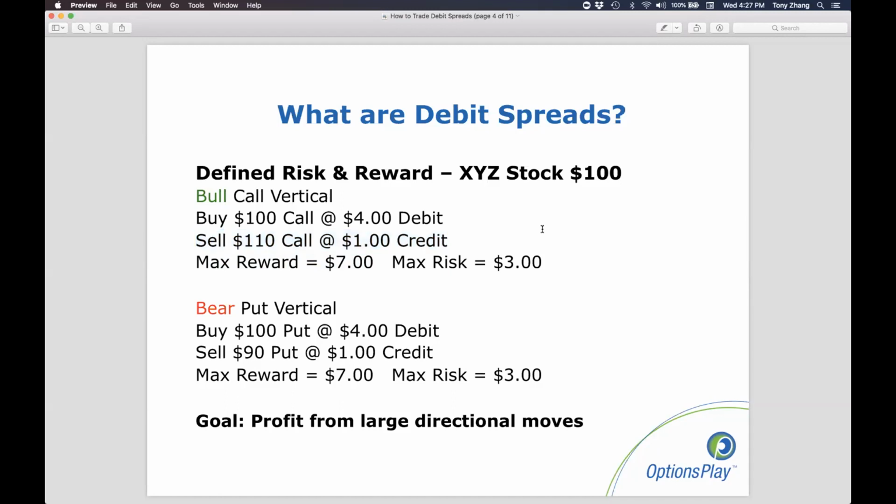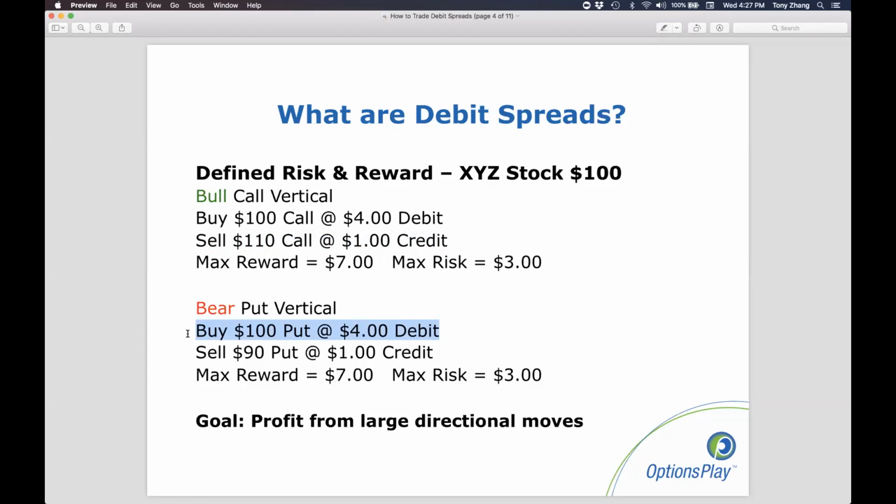Now let's look at the bear case. Let's say you're bearish on stock XYZ instead. It's trading at $100. Maybe you think it's going to go down to 90. What can you do? Traditionally, if you were just buying a put, you would buy, let's say, a $100 put, or a 100 strike put, an at-the-money put. Let's say that put cost you $4. That means your absolute risk is $4 on this particular trade, and you can take advantage as long as the stock goes all the way down to 0.